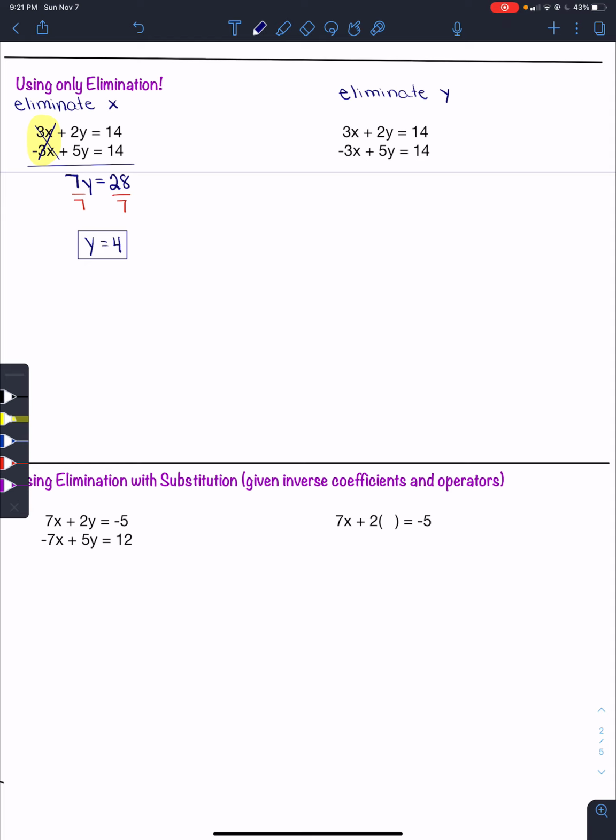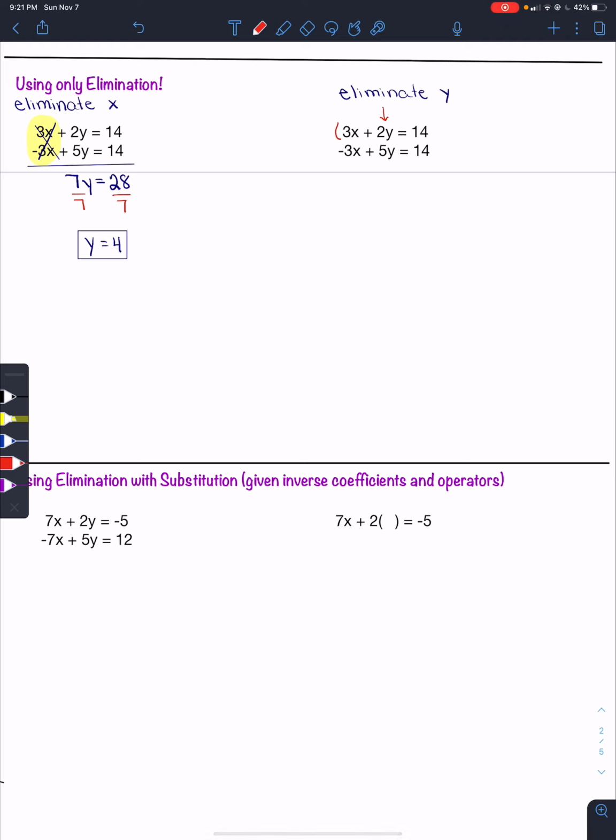Now, I did say that y did not have the same coefficient and they did not have opposite operators. So this one's going to take a couple more pieces. I'm going to go ahead and go through this even so. On this one here, I'm going to have to figure out what 2y and 5y can both be multiplied to equal. Well, both of them can go into 10. So I want one to be a 10y, and I want the other one to be a negative 10y.